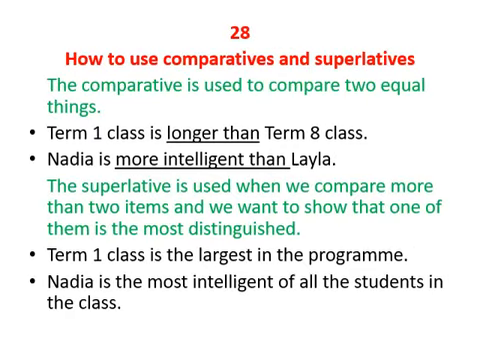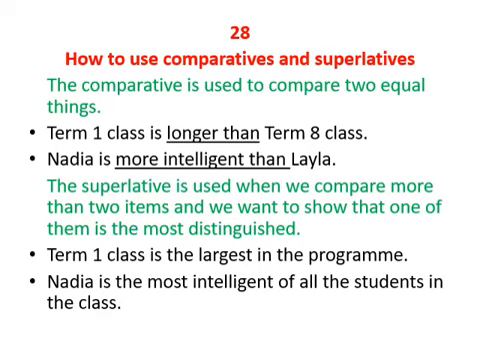نشوف skill 28. How to use comparatives and superlatives. استعملهم ازاي بقى؟ زي ما قلنا قبل كده. The comparative is used to compare two equal things. حاجتين زي بعض. بقول term 1 class is longer than term 8 class. Nadia is more intelligent than Layla. طبعا عندي term 1 class و term 8 class.